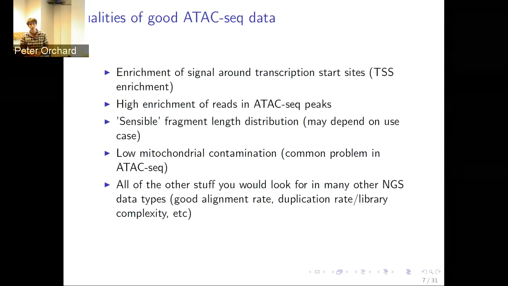Mitochondrial contamination is a common problem in ATAC-seq, and there are some data sets out there where 50 to 80% of your sequencing reads are mitochondrial, and you tend to filter those out bioinformatically. So ideally, you would have low mitochondrial contamination as well. And then you want to check for all of the same stuff you check for in any other NGS assay. So you want to make sure you're getting good alignment rates. For example, you would be interested in your duplication rate. A really high duplication rate might indicate that the PCR amplification of the library was too extreme. So stuff like that.